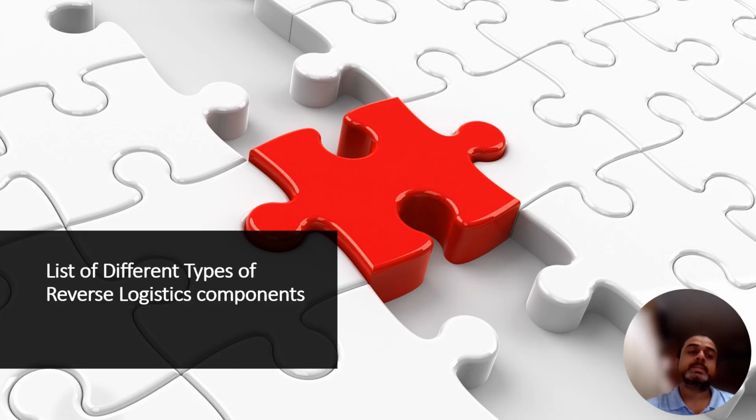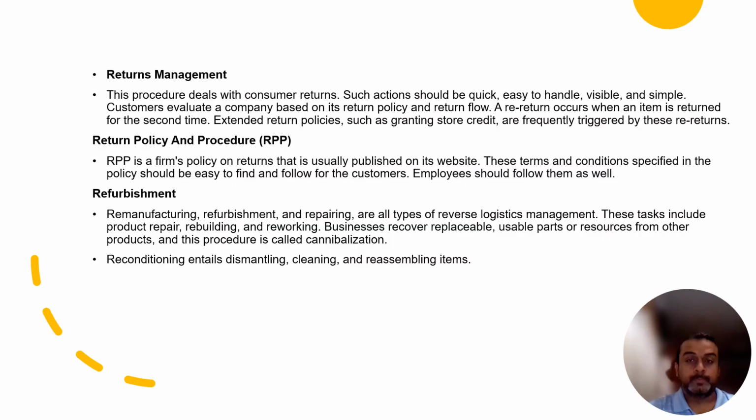Furthermore, we will be discussing a list of different types of reverse logistics components. This procedure includes return management, the policies of returns, and the procedures that the organization will mention on their websites and in their client details, and the refurbishment process: whatever product is received, how it will be handled, and how it will be processed.